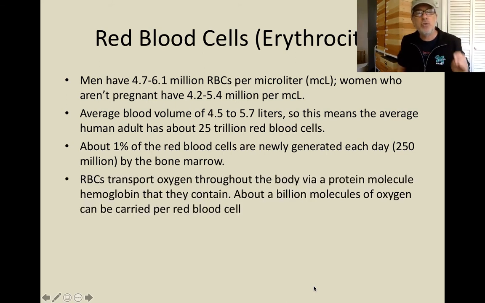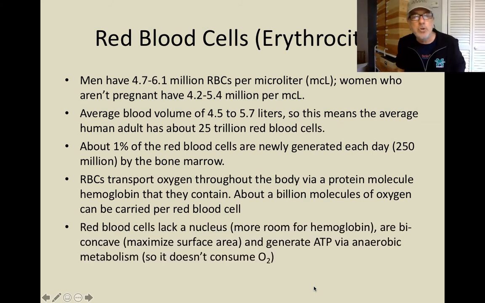Red blood cells transport oxygen by carrying it on a protein molecule known as hemoglobin, which contains iron. And each red blood cell carries about 1 billion molecules of oxygen. Red blood cells lack a nucleus, more room for hemoglobin that way, and are biconcave. In other words, they look like donuts where the hole is still connected in the middle. And they generate their own ATP via anaerobic metabolism in order to save the oxygen for the cells deep in the body.